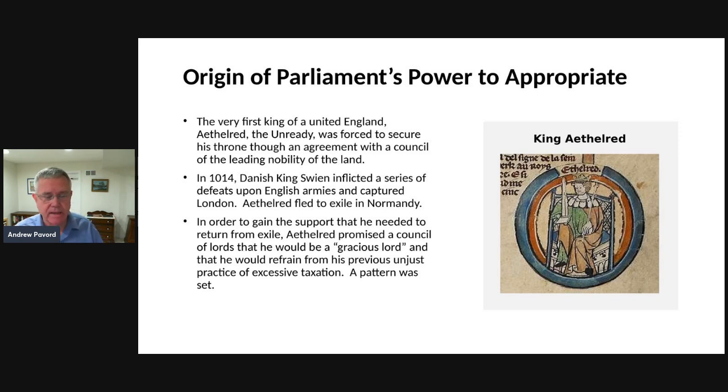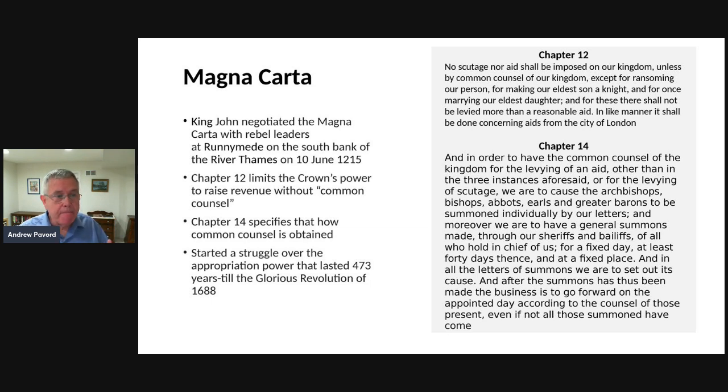Well, he wanted to come back, but he needed the support of the nobles. And so he had a great council. And in that council with the lords, he promised to be a gracious lord and that he would refrain from the previous unjust practice of excessive taxation. And this set a pattern of struggle between the Parliament and the king that pretty much marked English history for 400 years.